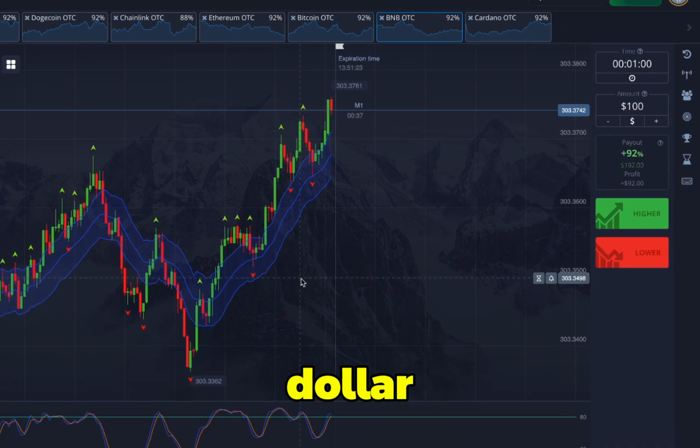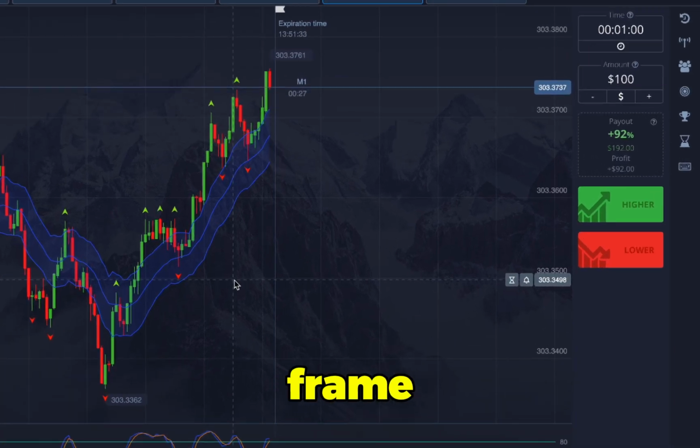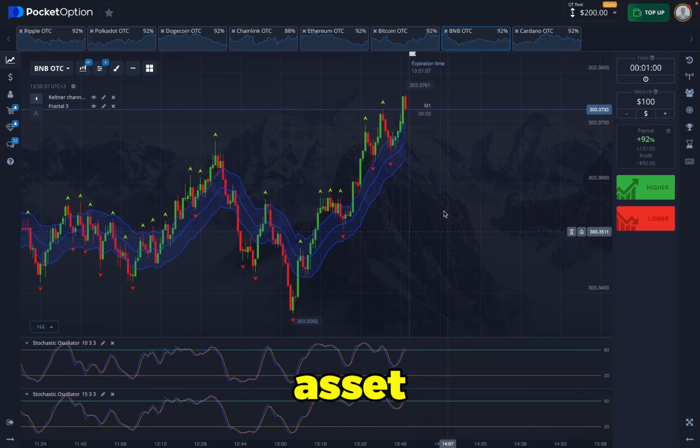I'll start with a $100 deal. I will open all transactions on a 1-minute time frame. Let's start analyzing and choosing the first crypto asset for optimal entry.